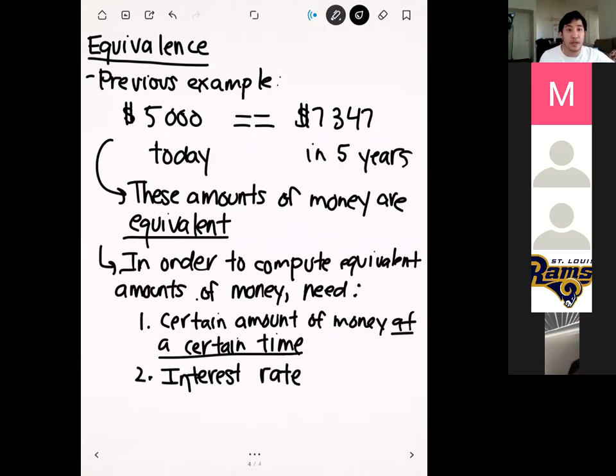Right. So the next thing that you need is the interest rate. So you need to know the rate at which your money is either going to go up or go down in value. So the interest rate is what captures that. Okay. And so we were given that in the last problem. Remember that was the 8%.